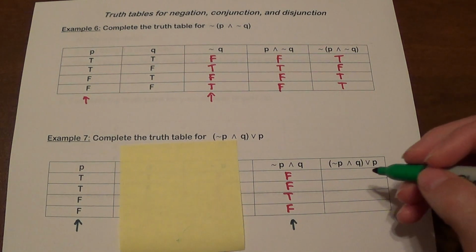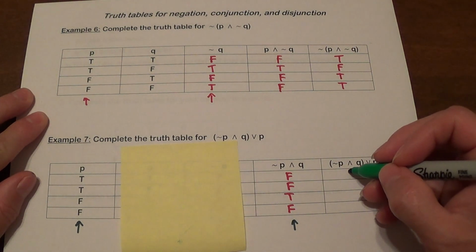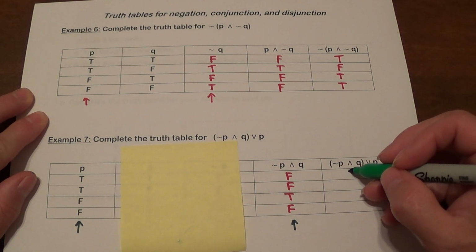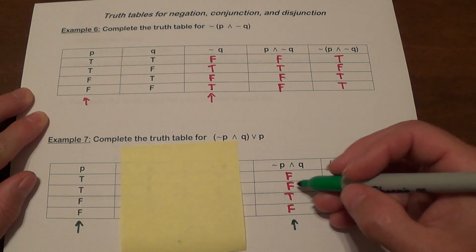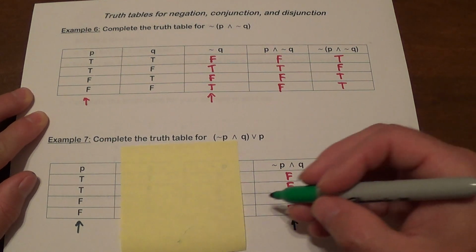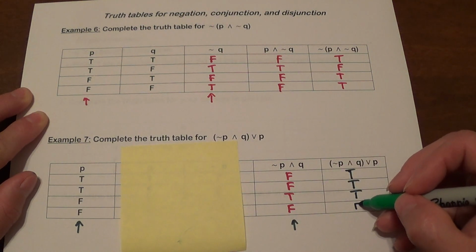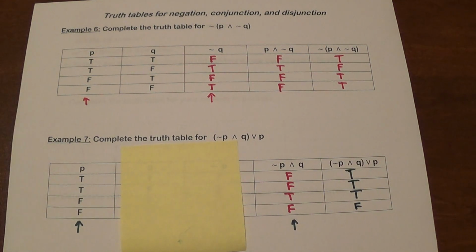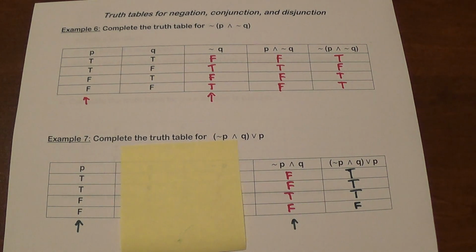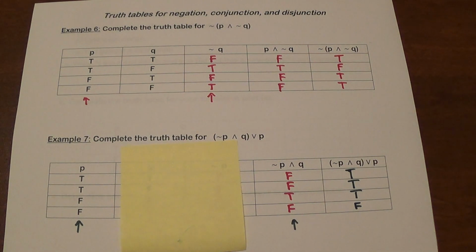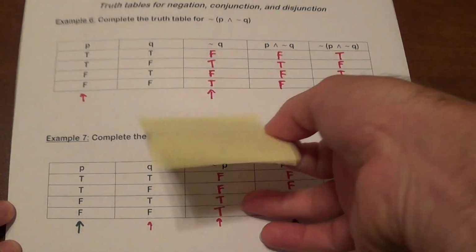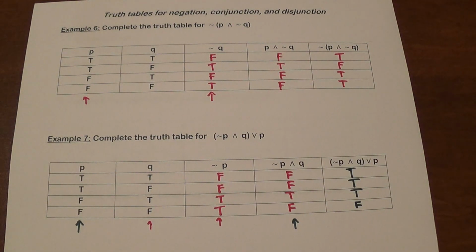So TF is going to be, we have or, so that's true. TF, true. FT is true. And FF is false. Alright? If you uncover this, that's what your table is going to look like.